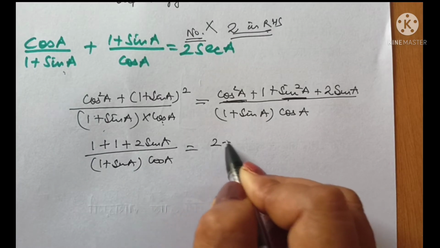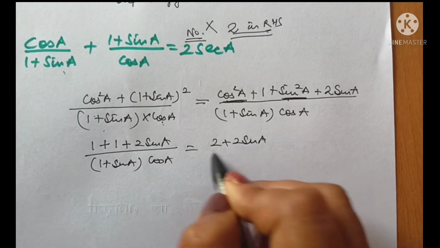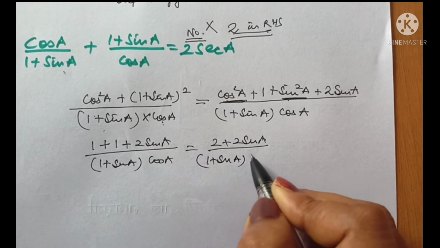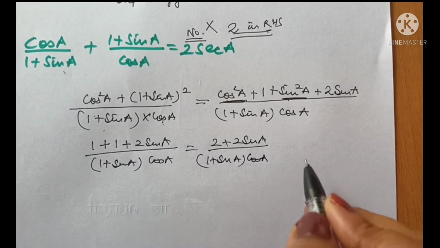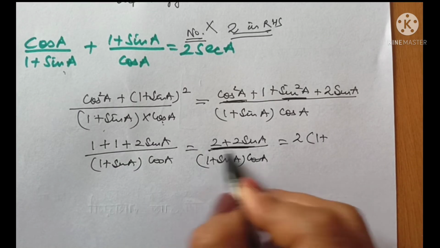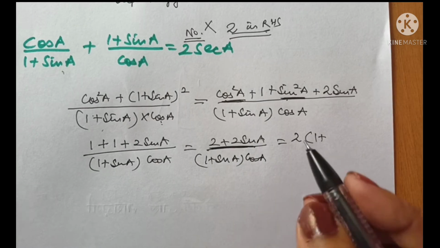And this gives you 2 plus 2 sin A. No change in denominator. So when there is no change in denominator, I will just put a tick sign. From the next step, 2 common. See, what can you do here now? Nothing else we can do apart from taking 2 common.